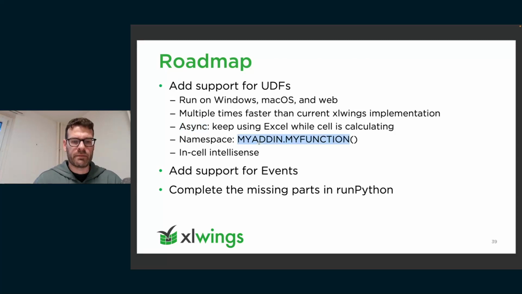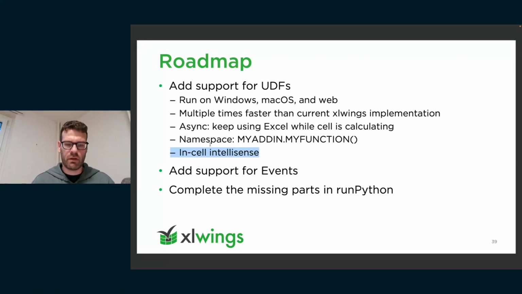Then you get a cool namespace thing here. Your functions are going to be grouped under your add-in or whatever it is, dot your function. And then you get the IntelliSense right in the cell. That is also something that isn't available out of the box for the current implementation, or even for VBA user-defined functions. So that's all really nice.